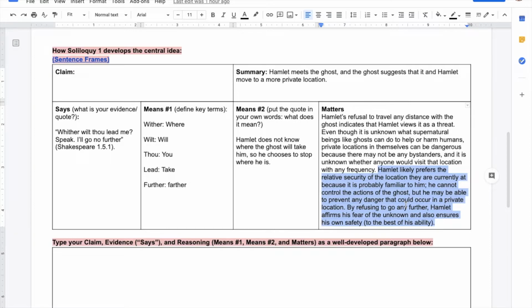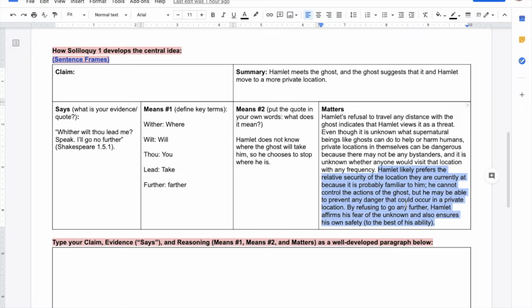He cannot control the ghost's actions, but unless the ghost is able to physically move Hamlet to another place, Hamlet can at least maintain relative safety by remaining at a location that is familiar to him, a castle where he lives and is surrounded by guards, who may or may not be able to protect him from a ghost, but we're not getting into that right now. Even though this is a pretty solid inference, I'm thinking about how central ideas are what help readers learn, and they help readers understand a character's perspective or experience.